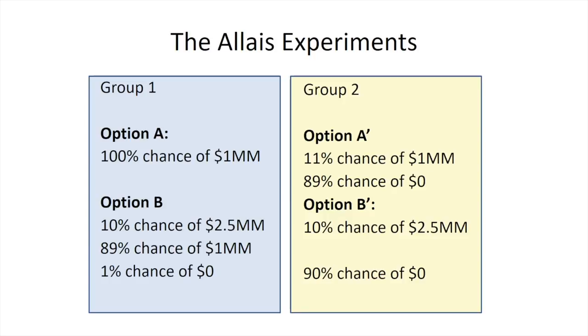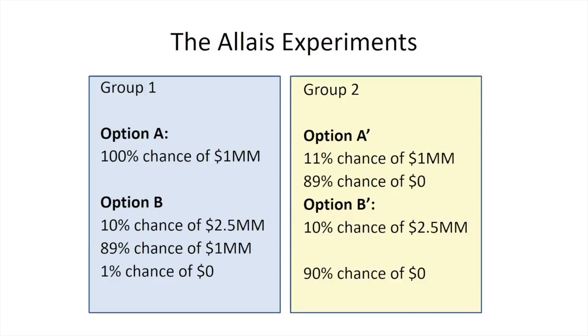In the Allais paradox experiments, there were two groups of participants. For a moment, let's focus on group 1 on the left-hand side in the blue box. They were given the choice between option A, which was a sure shot 1 million, or option B, which was a risky prospect, as shown here: 10% chance of 2.5 million, 89% chance of 1 million, and 1% chance of nothing. A second group saw a different two choices of gambles. Option A for them was an 11% chance of 1 million and an 89% chance of nothing. Option B was a 10% chance of 2.5 million and a 90% chance of nothing.